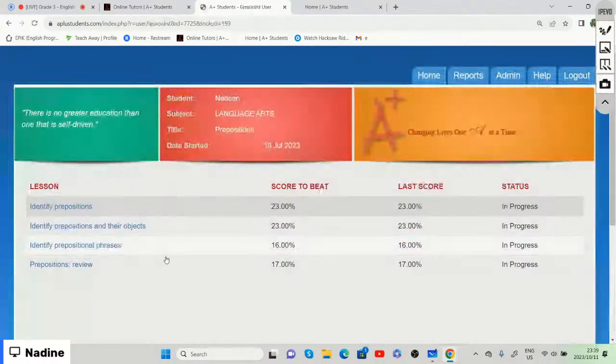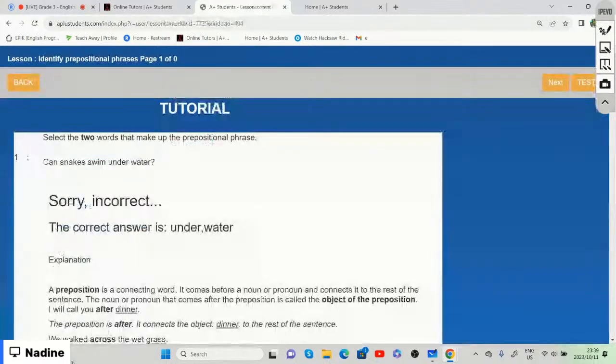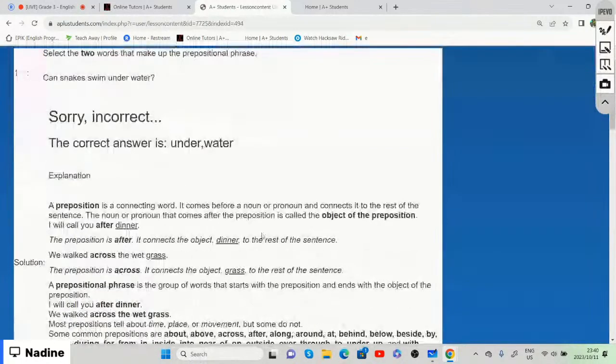So that was us identifying prepositions and their objects. Now we're going to identify prepositional phrases. And remember, we said that a preposition is a connecting word that comes before a noun or pronoun and it connects it to the rest of the sentence.